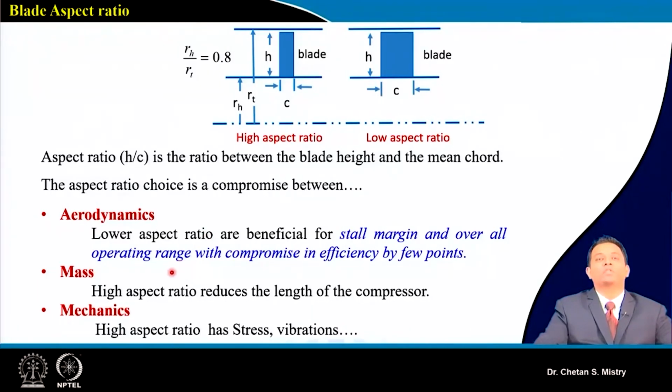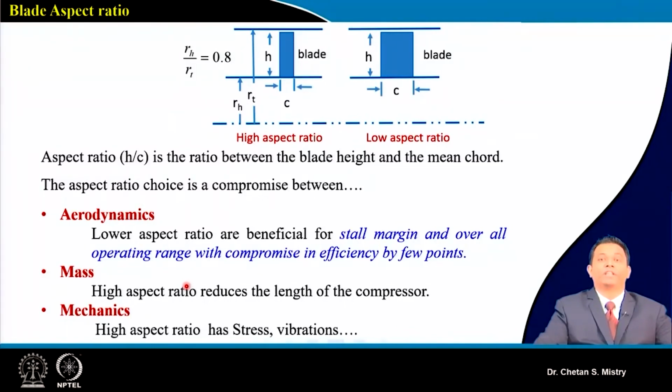Suppose I am talking about mass. A high aspect ratio reduces the length of my compressor, so high aspect ratio blades will reduce the overall length of the compressor. That helps us in reducing our mass. The next parameter is mechanics. If you consider a high aspect ratio blade, the blades are taller, and that brings the focus onto stresses and vibration. It has issues with aeroelasticity.